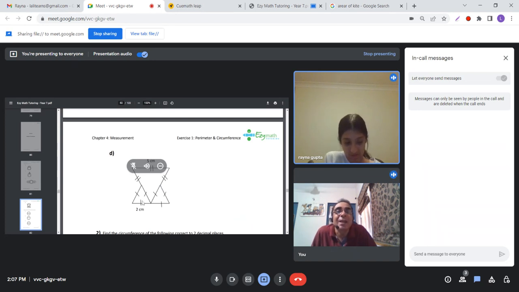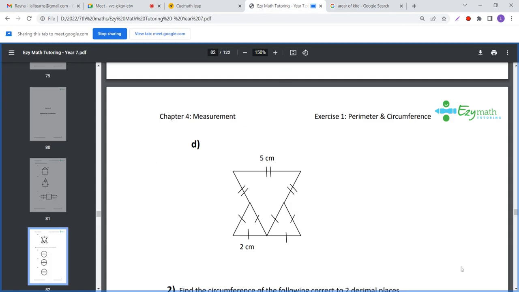But then for that small triangle, two sides are 2 centimeter, 2 centimeter. The third side you already included in the 5 centimeter, isn't it? So that would not be included. 15 plus 4 plus 4. Oh, yeah, I kind of get it. So now how much? 15 plus 8 is going to be 23. Yes.